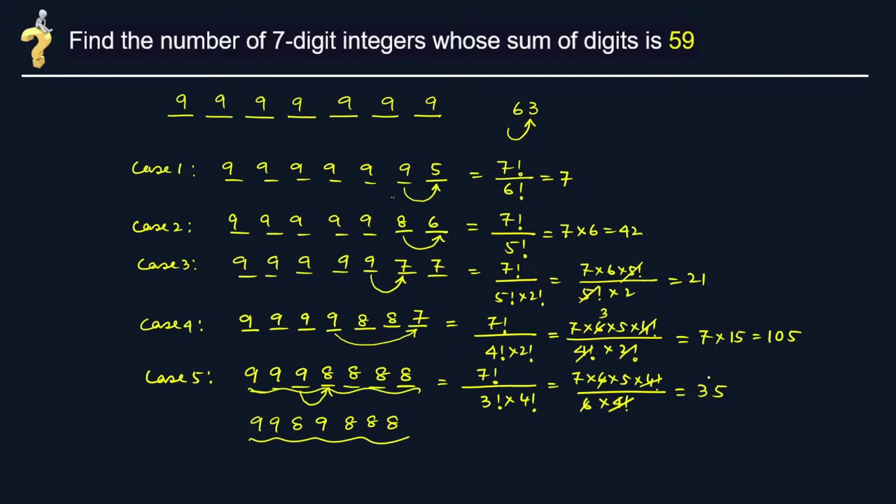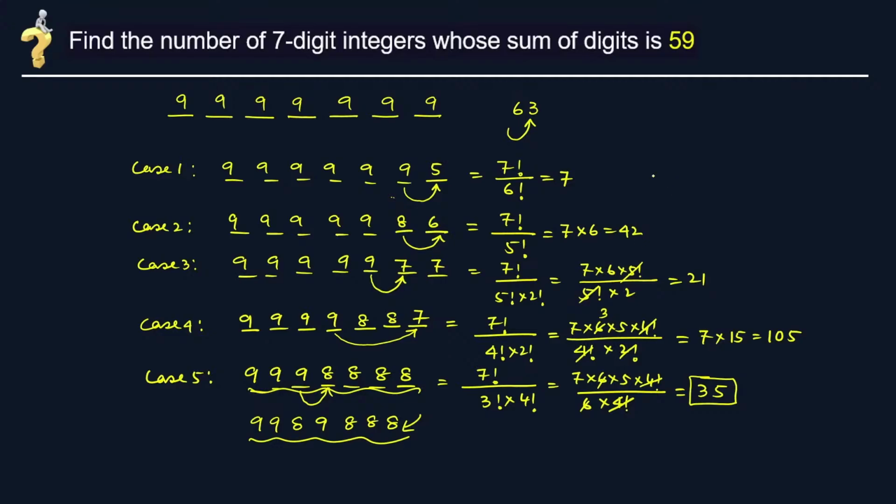Because we have arranged all those digits in the 7 places in 35 different ways, in which one form is this, because it also contains 3 9s and 4 8s. So there will be no more cases which can be formed such that if you add the 7 digits of this 7-digit number, it will give us 59.